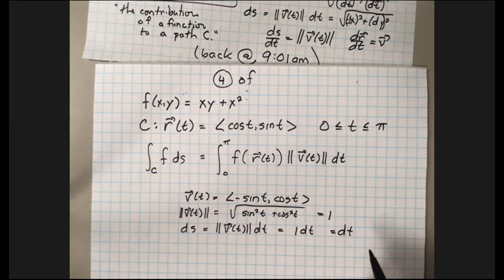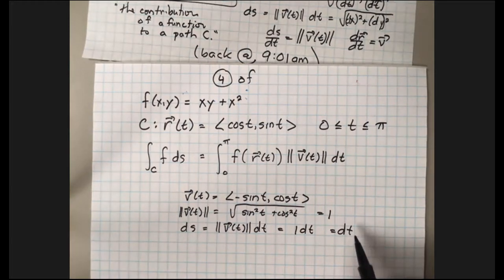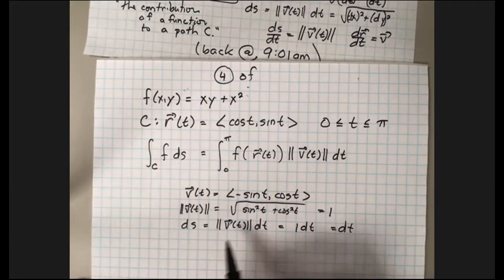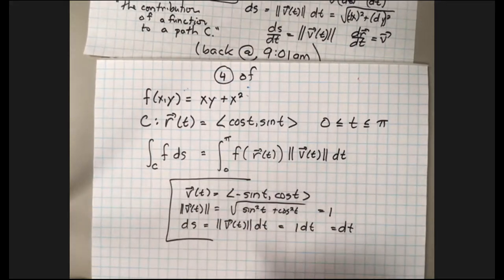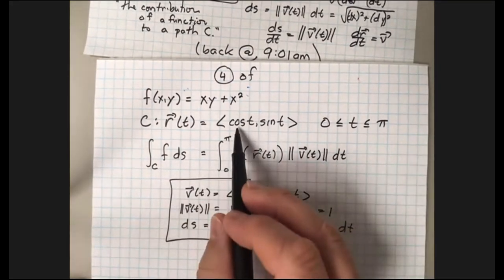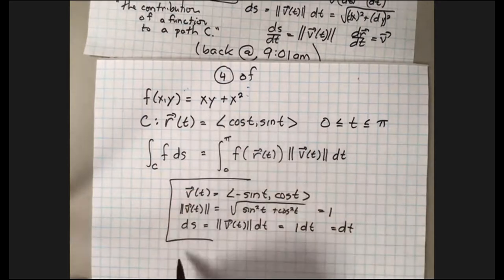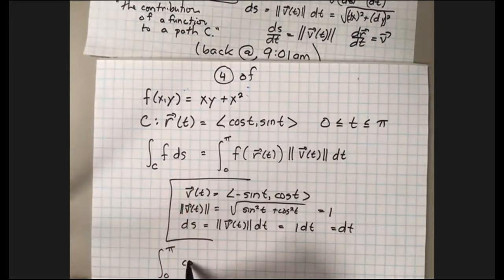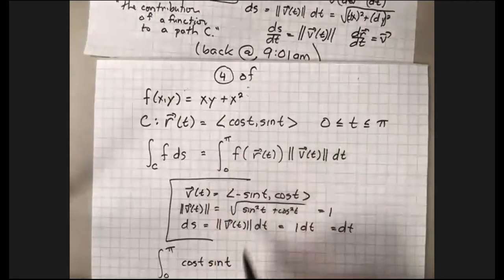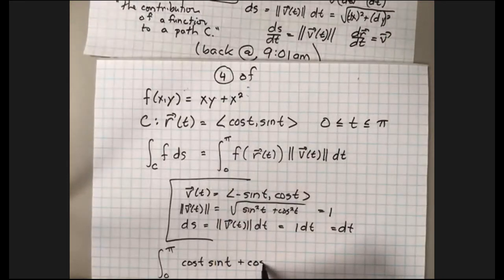Okay, and you would recognize this as what we called an arc length parameterization early in the course. So now let's set up our integral. So this was just a little bit of an aside. So let's plug in cosine t and sine t to this function. So what I get is the integral from 0 to pi of cos t times sine t plus cos squared t and times 1 dt.